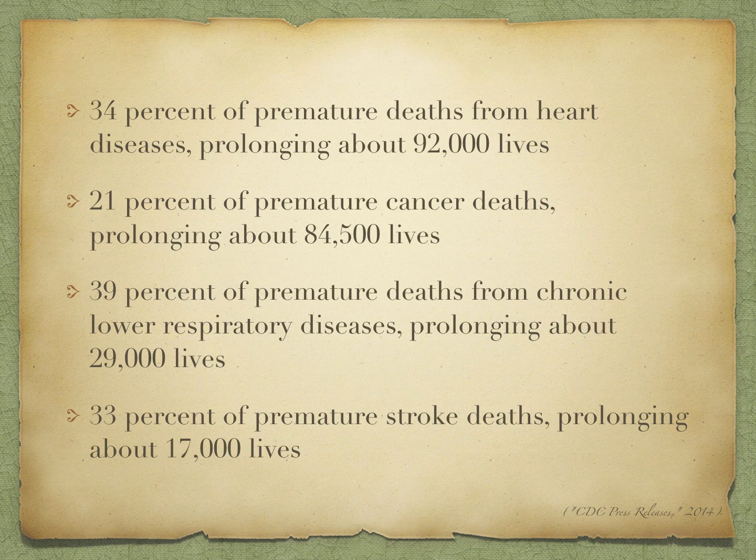Studies suggest that if all states had the lowest death rate observed for each cause, it would be possible to prevent 34% of premature death from heart disease, 21% of premature cancer death, 39% of premature death from chronic lower respiratory disease, and 33% of premature stroke deaths.